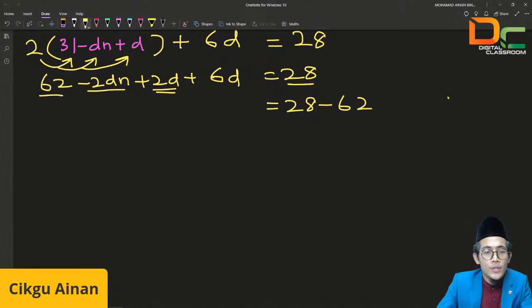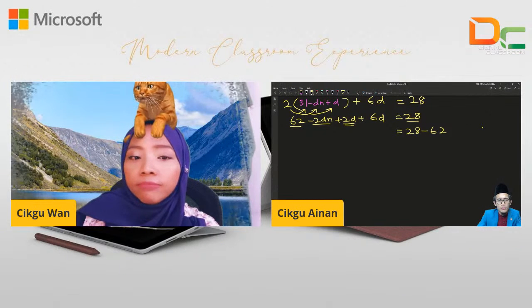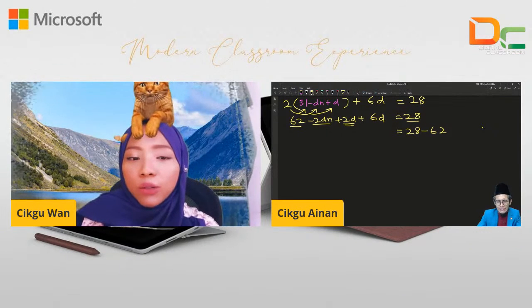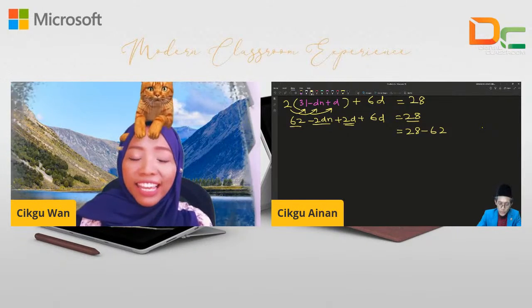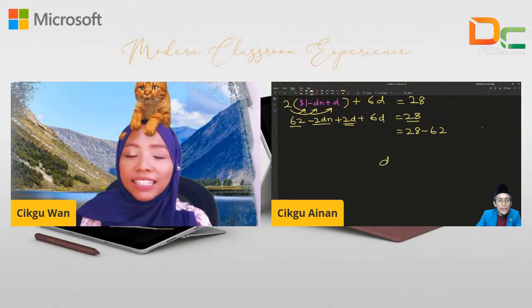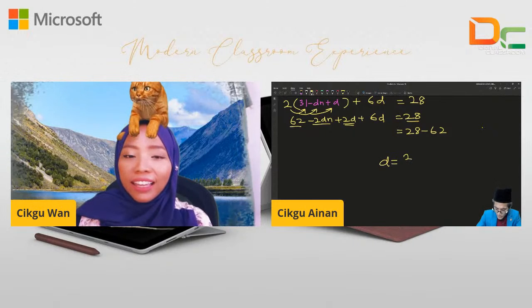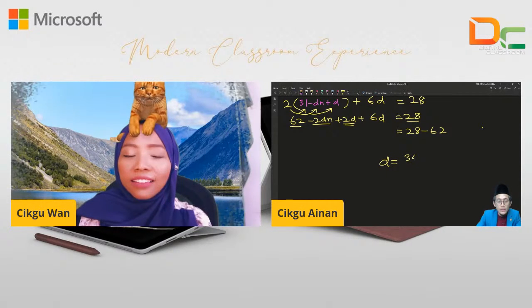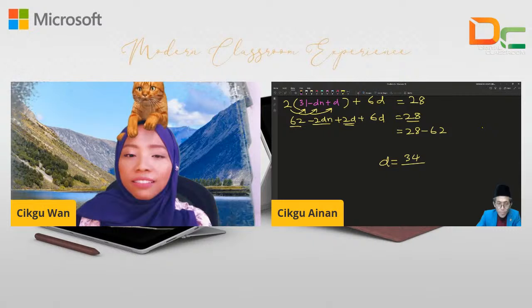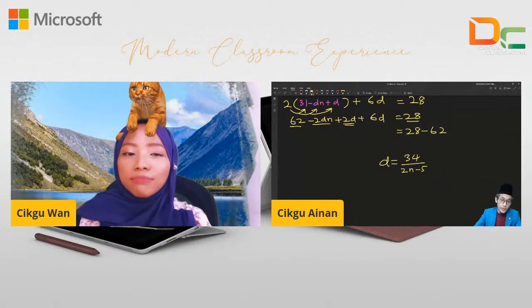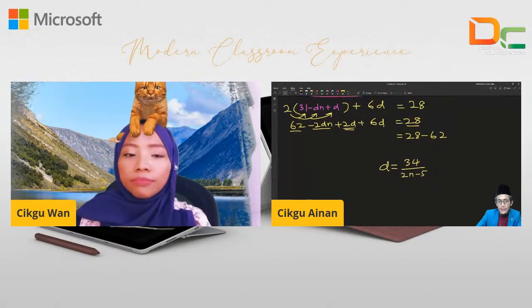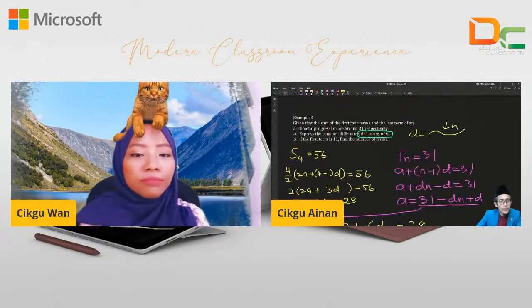Okay, tak apa. Alang-alang, maybe Aina shares the final answer. Students can just take the final answer. The final answer for A and B is 20 pula. 34 over 2n minus 5. So this is the answer. Otherwise cannot continue with the second one. I'm so sorry for my mistake up top.